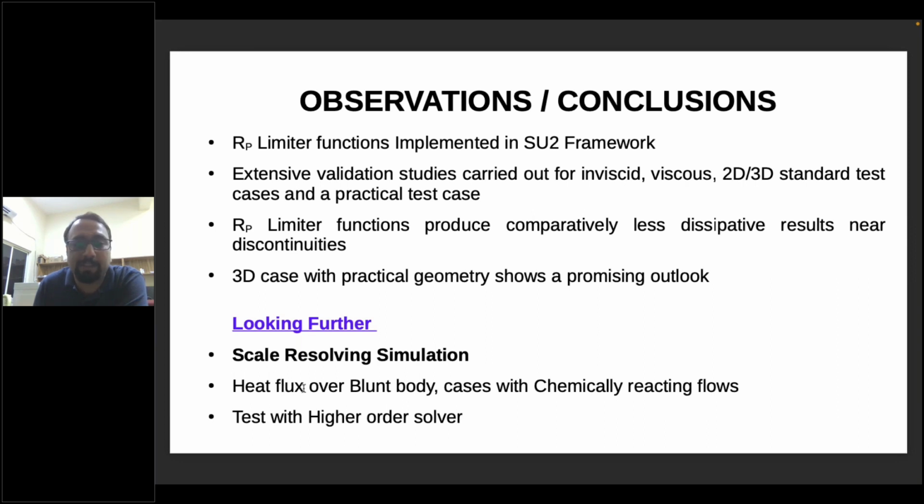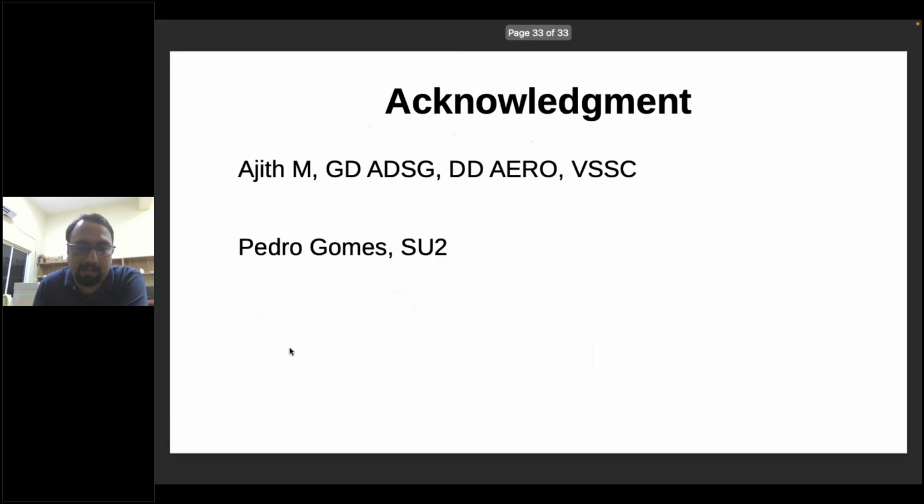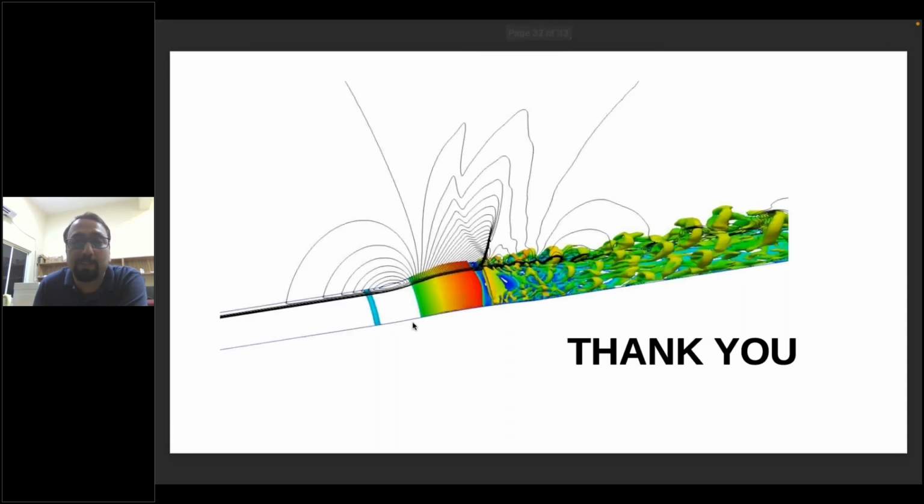Today morning we had a presentation with heat flux computation, where things are more severe over blunt bodies or chemically reacting flows. It would be interesting to see how it fares. And if somebody has implemented a higher order solver in some branch, they can test it with them. Another interesting thing could be to look at how it can help with scale resolving simulations as well.